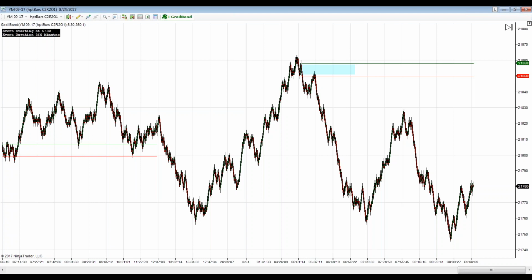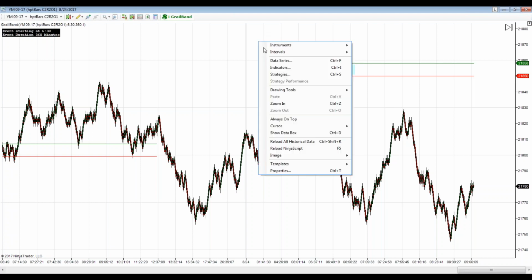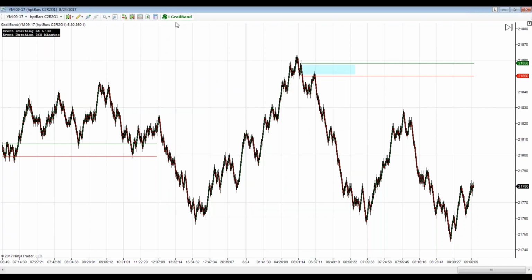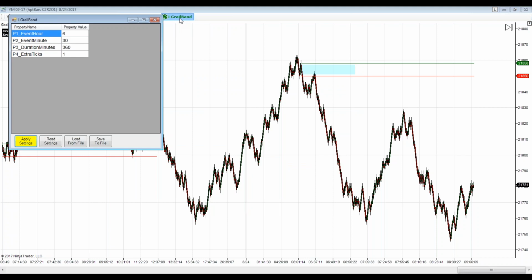All right, so let me talk about the first 2 indicators first, and the difference between the Grail band and the Grail band arrows. Now, if you go to the indicator list and you scroll down, you'll see that you have Grail band and Grail band arrows. Now, I've put the Grail band on, and so when it comes on, you need to set the time and the duration that you want this band to be on your chart.